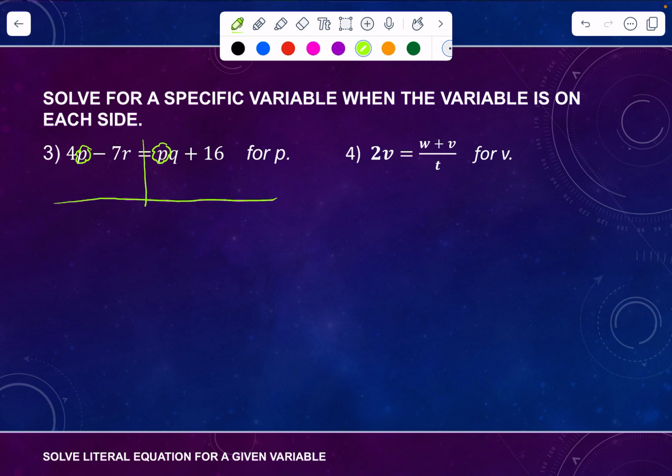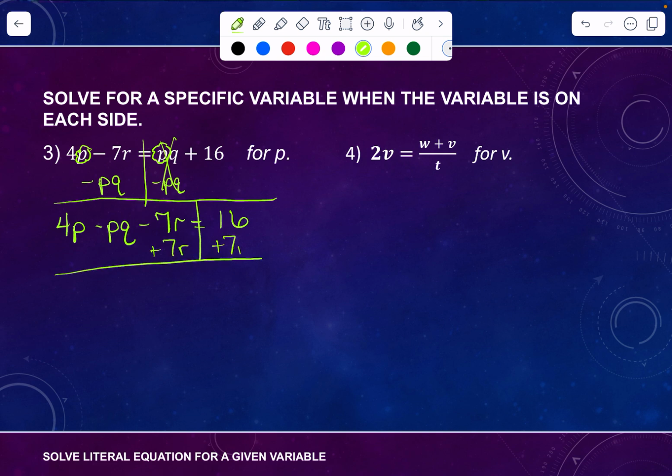So the first thing I'm going to do is I'm going to move my pq over. So I'm going to minus pq. So now I have 4p minus pq minus 7r, and that equals 16. Now, I want to get anything that doesn't have a p to the other side, so I'm going to add 7r to both sides. So now I have 4p minus pq equals 7r plus 16.